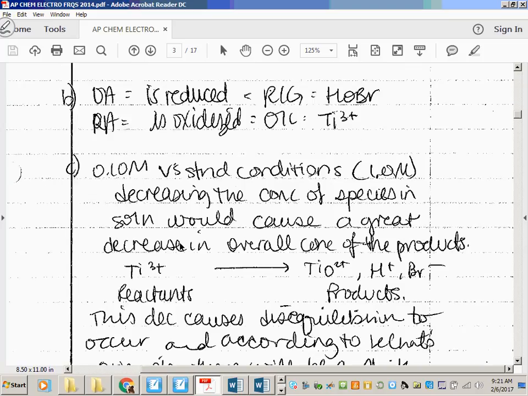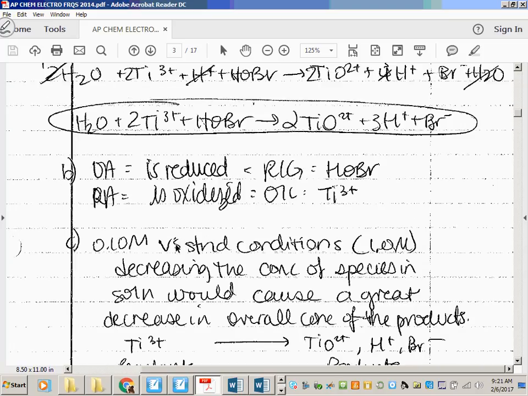So first of all, I'm going to scroll back up here. It's basically saying we're decreasing the concentrations of ions from the 1 molar standard to the 0.1 molar new concentration. So 0.1 molar for each. Who decreased more, reactants or products? We basically have how many moles of aqueous ions or aqueous acids over here? 3. 1, 2, 3. Over here we have 6 moles of ions or aqueous products.